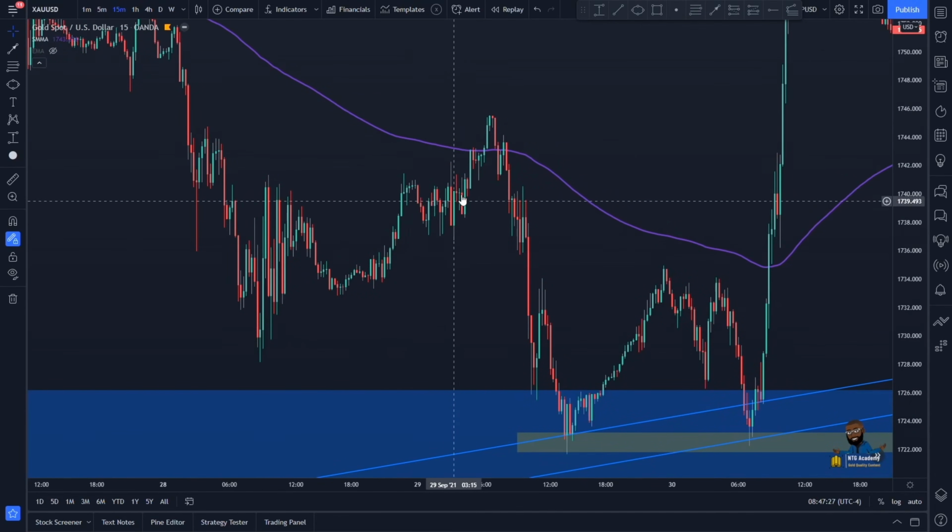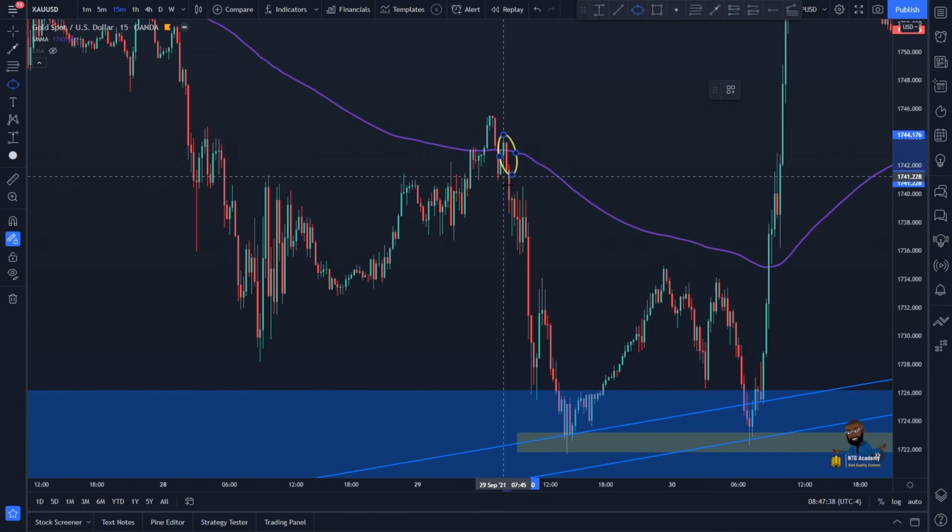Then we come back to the SMA. We get a break, right? But we come back to close below it. And then it gives us another confirmation right there to get into another sell, and the market drops, right?